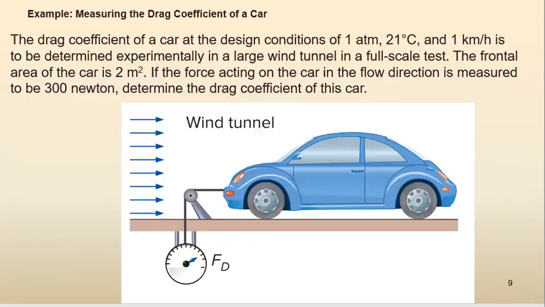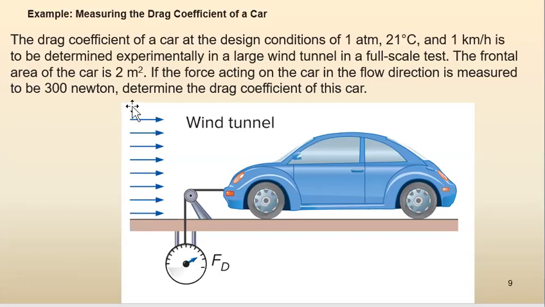Let's solve one example, and this is the only example that you see for this lecture. The drag coefficient of a car at the design conditions of 1 atmosphere, 21 degrees Celsius, and 1 kilometer per hour is to be determined experimentally in a large wind tunnel in a full scale test. The frontal area of the car is 2 meters square.